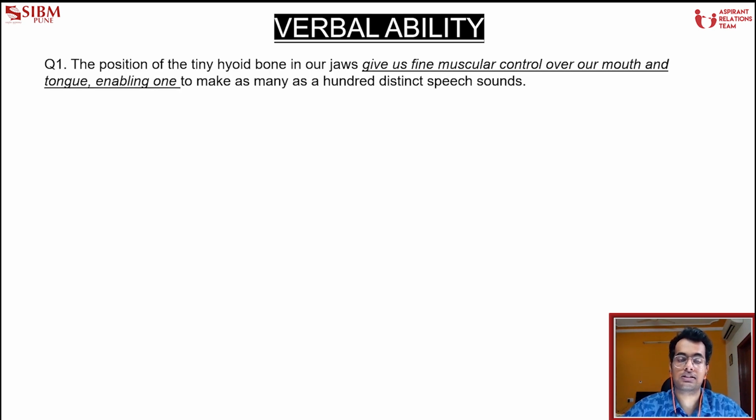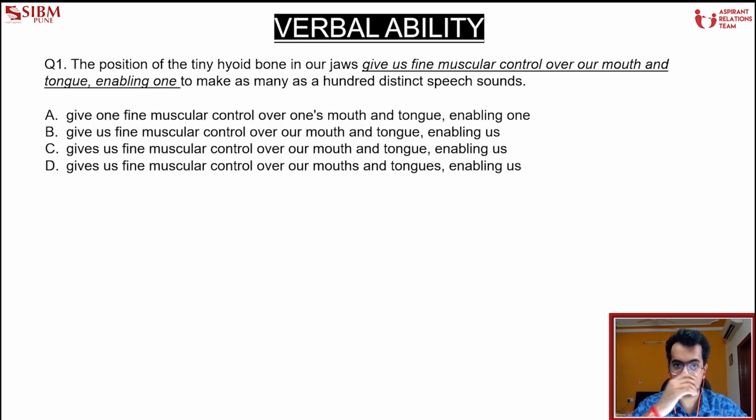So the first question is basically sentence correction. We have a whole sentence and we need to figure out if the underlined part of the sentence is correct, and if not, we have to give the relevant option from amongst the 4 given options, right? So let's go to the solution and try to figure out how we can solve this question.